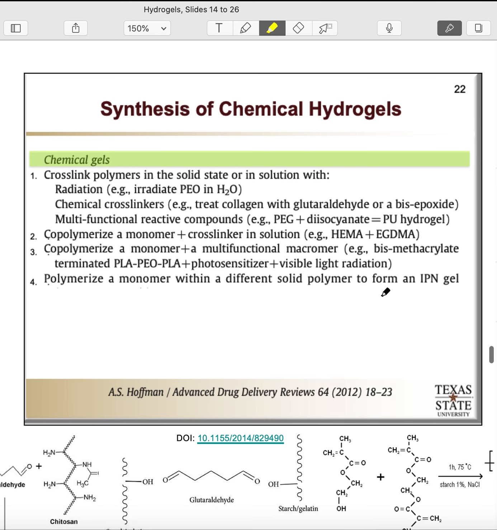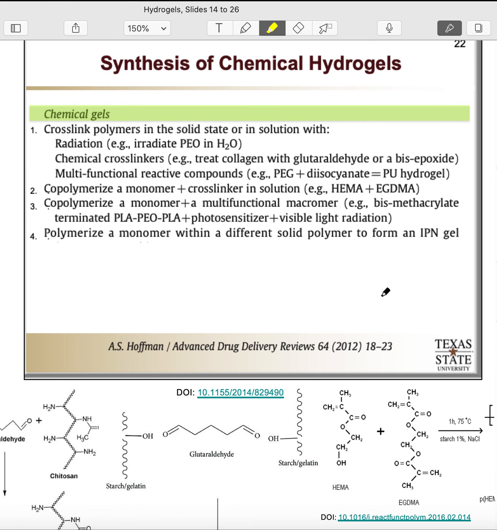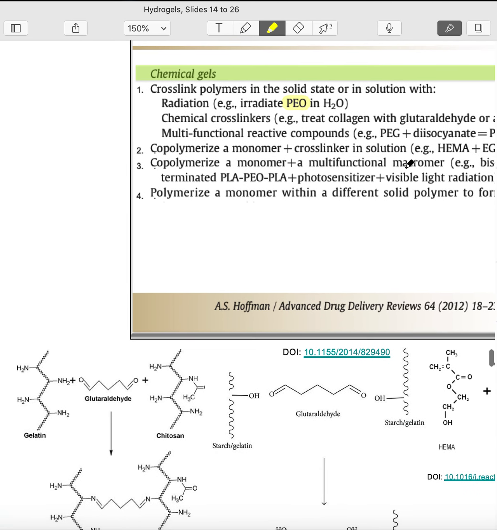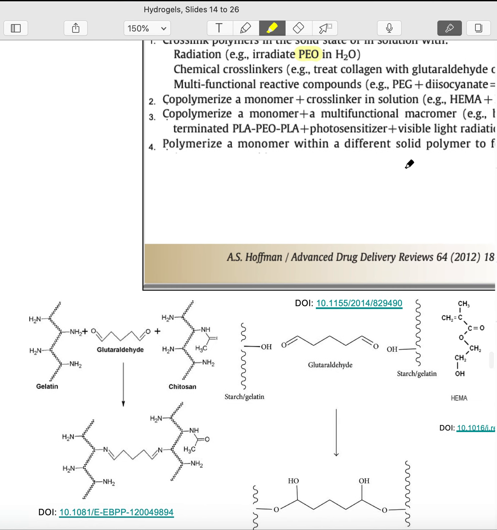All right, so to summarize some of the ways that can be utilized to create chemical hydrogels, one of them is to cross-link polymers in the solid state or in solution, utilizing either radiation, for example, irradiating polyethylene oxide, which remember is the same thing as polyethylene glycol chemically, in water. Similarly, we could utilize chemical cross-linking, for example, the treatment of collagen with glutaraldehyde or bisepoxide. And I've actually pasted the chemical reaction that is mentioned here.